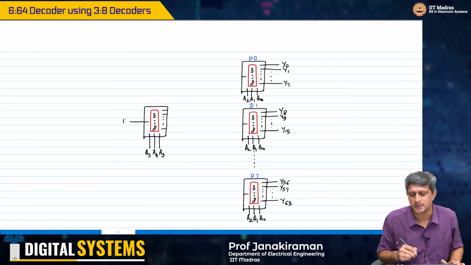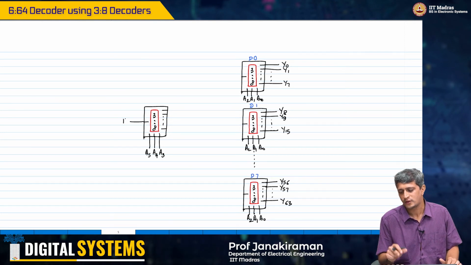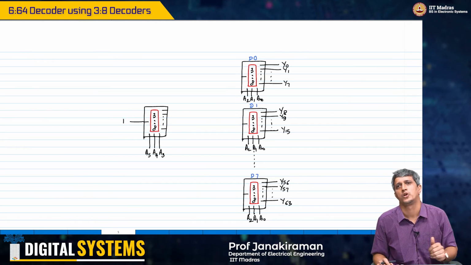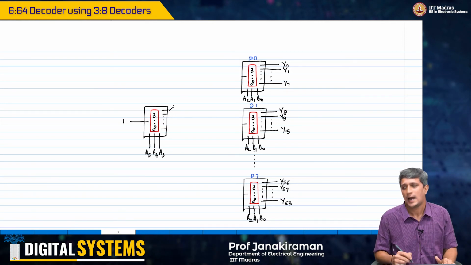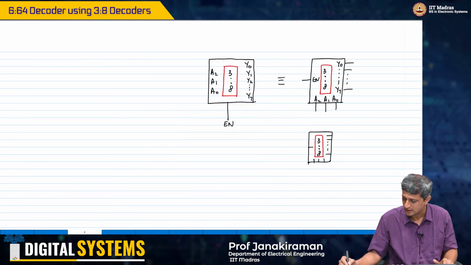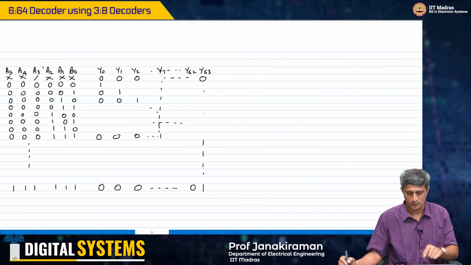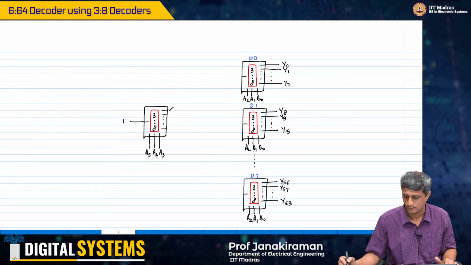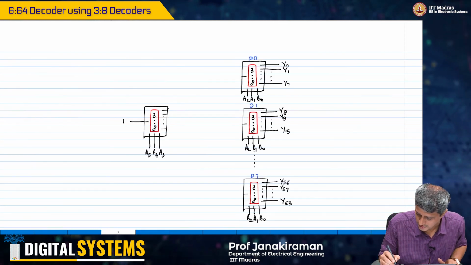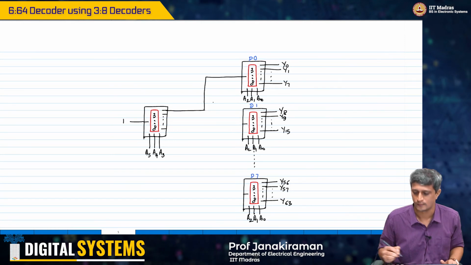So if this is connected to 1, for example, logic 1, then A5, A4, A3, suppose that is 0, 0, 0, then we know that this output will go high. And we already know that when that happens, what we need is effectively the first decoder D0 to get activated, right. So therefore, I will say that my enable for this decoder must come from this thing.